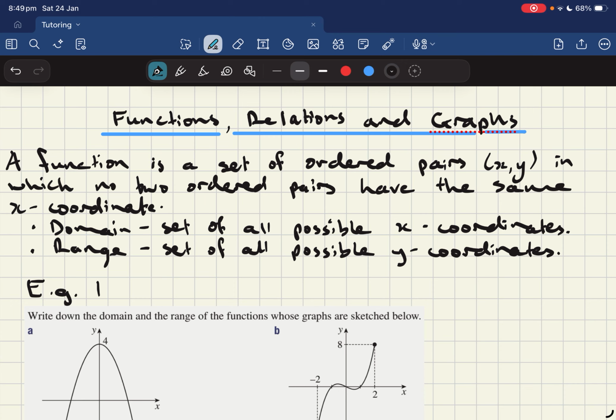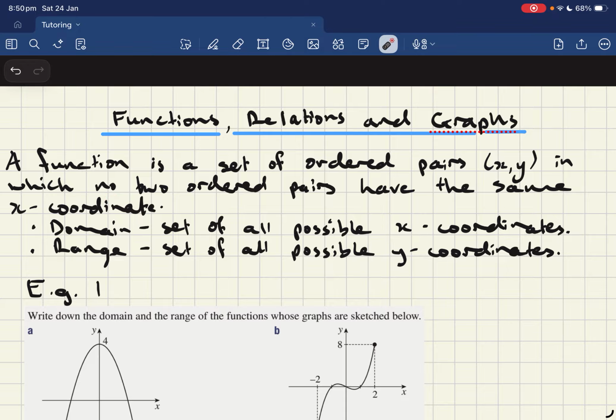So in this video, we are talking about functions, relations, and graphs. Now, the definition of a function is that a function is a set of ordered pairs, so (x, y) as a coordinate, in which no two ordered pairs have the same x coordinate. Now, this last bit we'll talk about in a moment when we talk about relations.